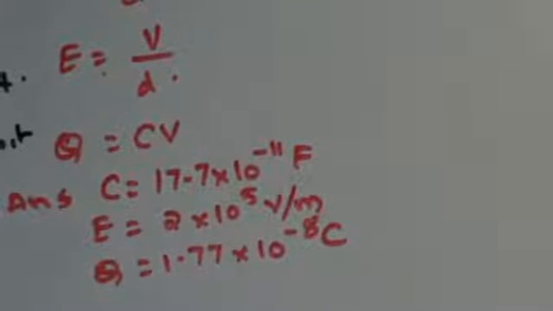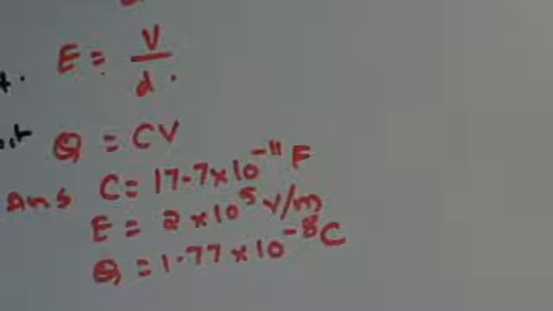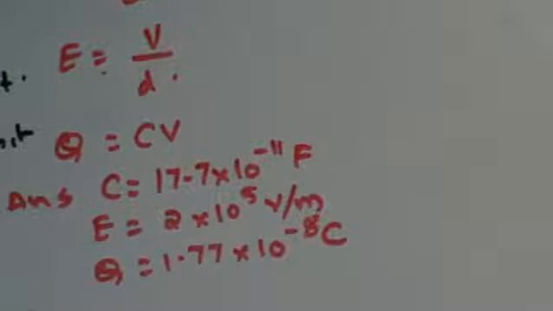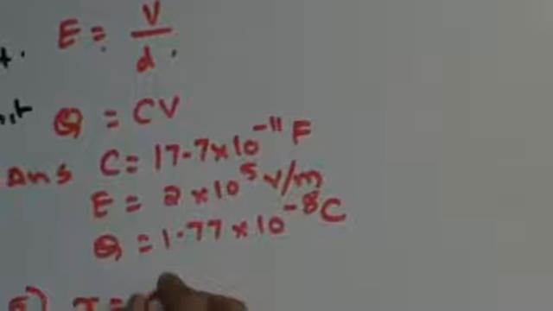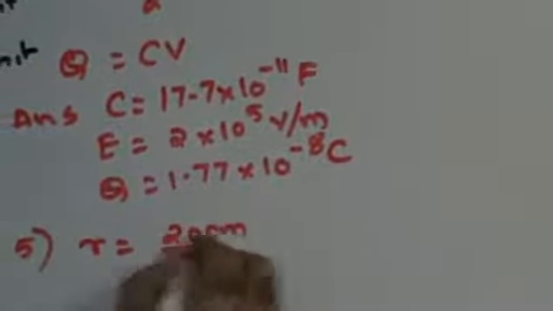A parallel plate condenser has circular plates, each of diameter 20 centimeters.